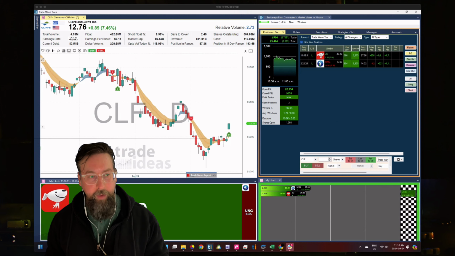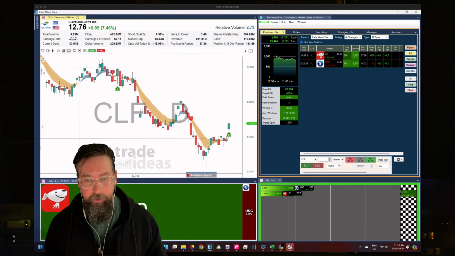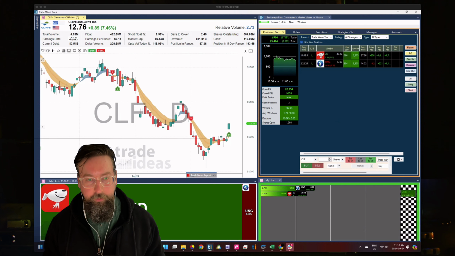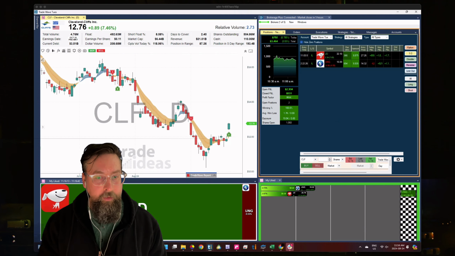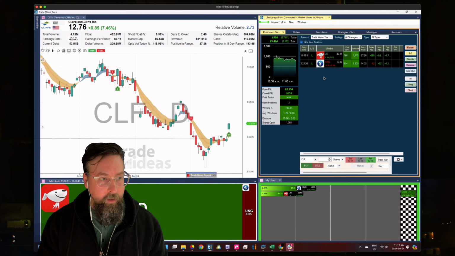I'm paper trading a $100,000 portfolio, splitting it into 10 equal securities. We are buying when the Trade Wave tells us to buy, and we are holding until this moving average cloud breaks down. So let's take a quick look at what we've done so far.